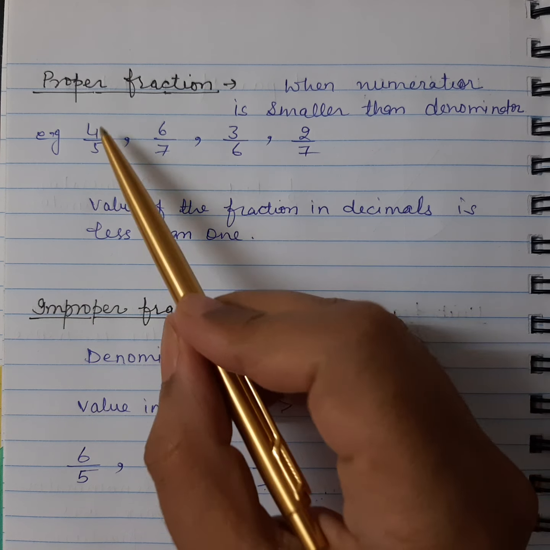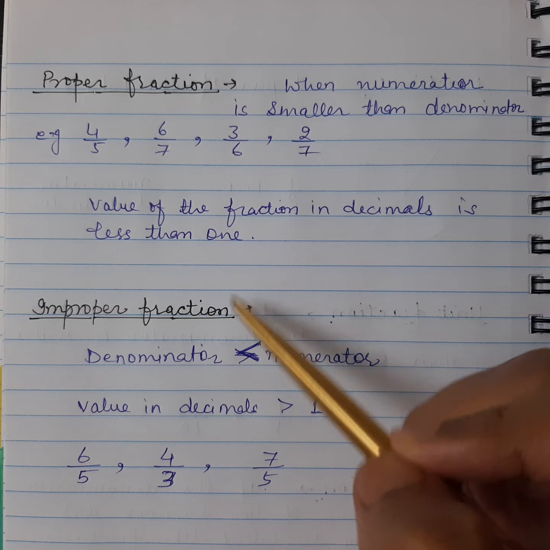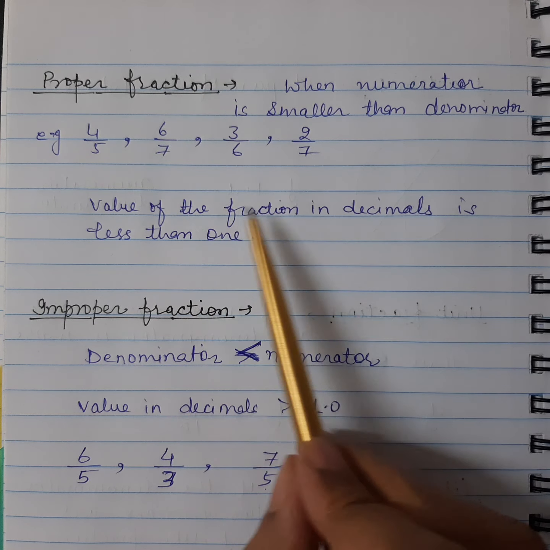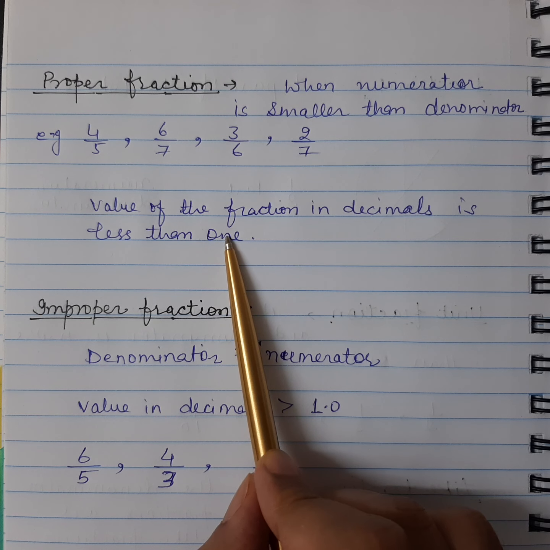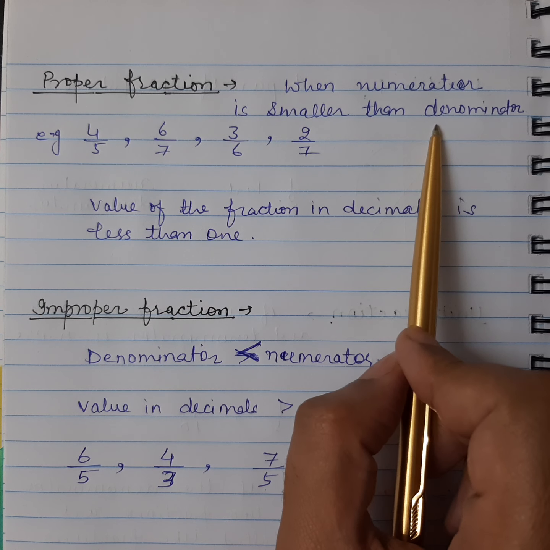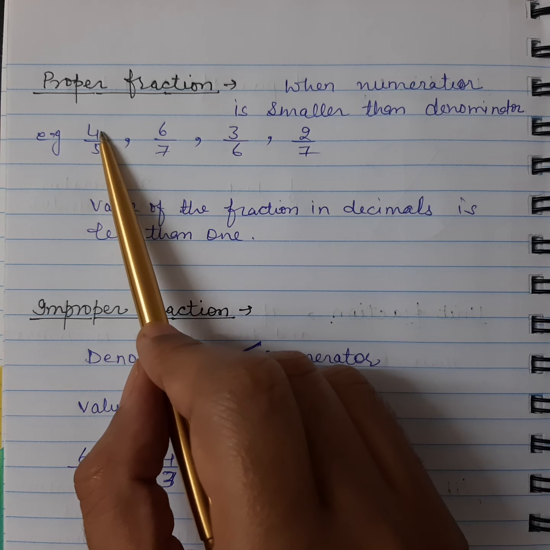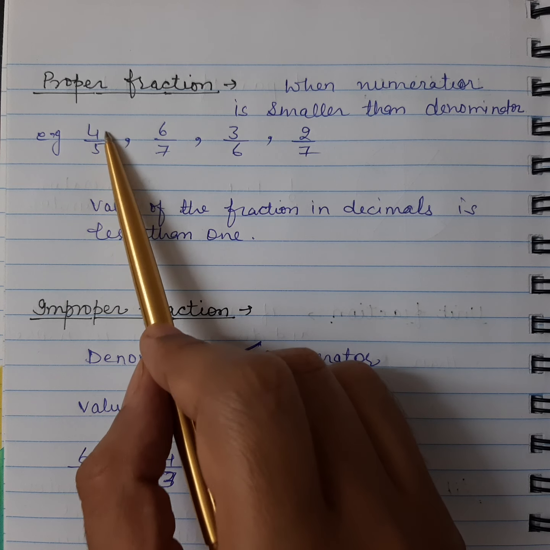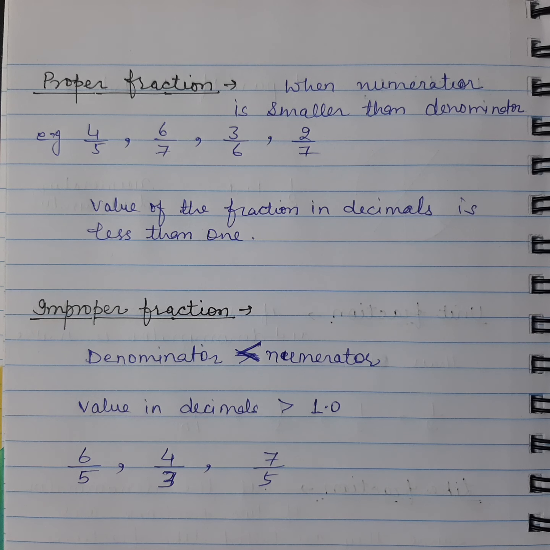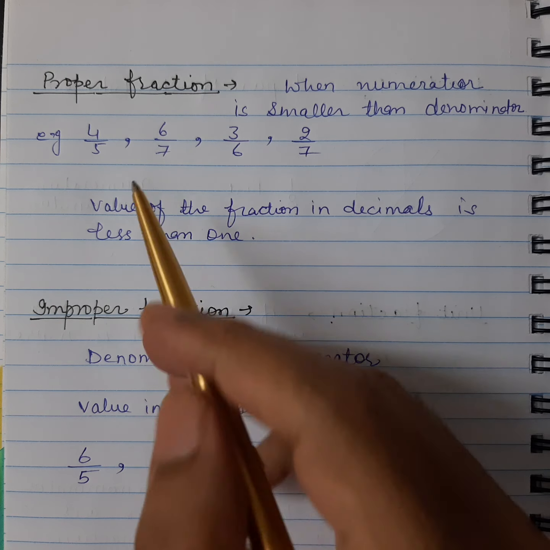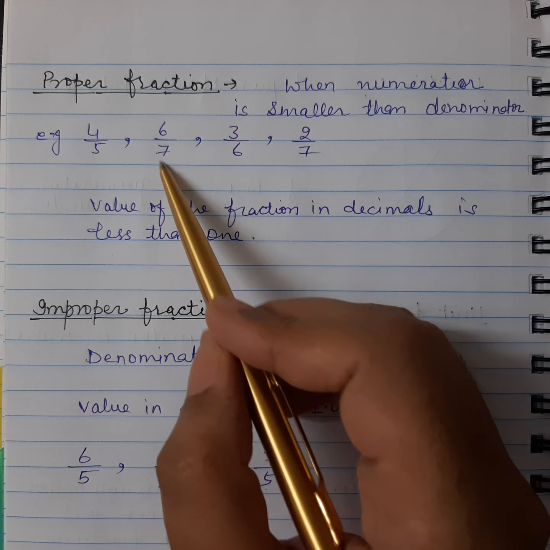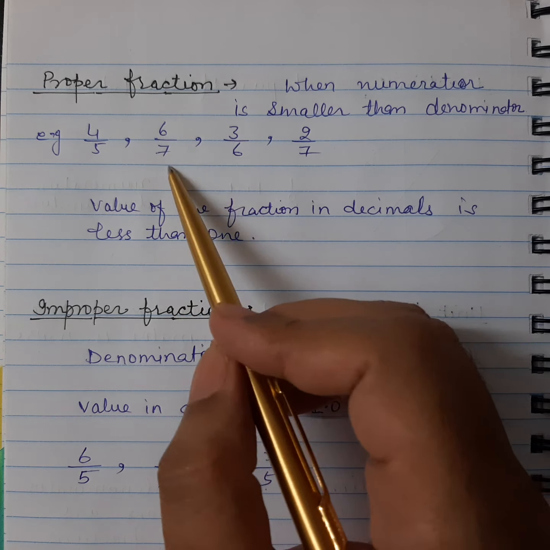Now let's learn proper fractions and improper fractions. A proper fraction is a fraction whose value in decimal is less than 1, when the numerator is smaller and the denominator is a bigger number. For example, 4 by 5. Here numerator 4 is smaller than the denominator. 6 by 7 is also the same. 6 is the numerator, which is smaller than 7. So this is also a proper fraction.